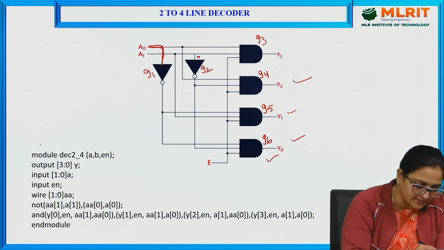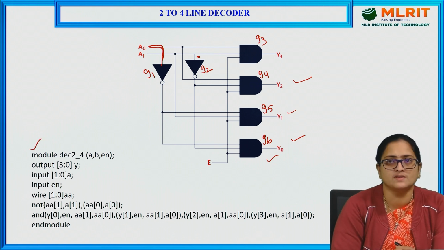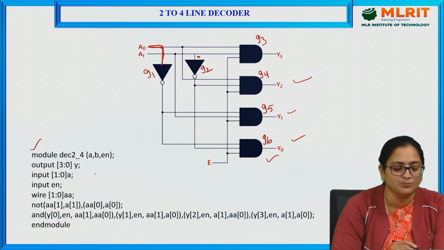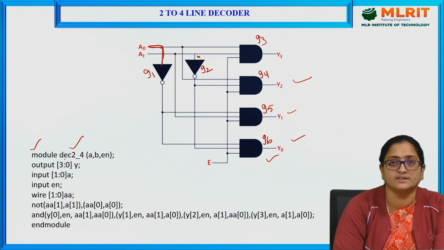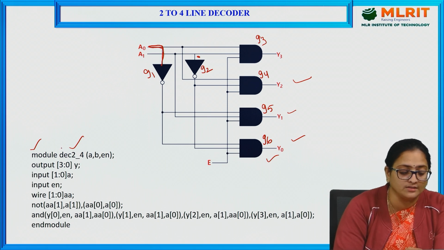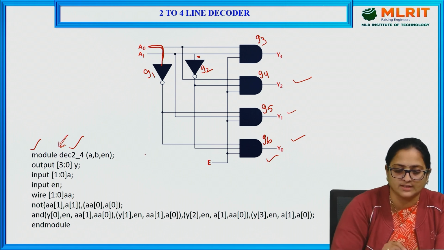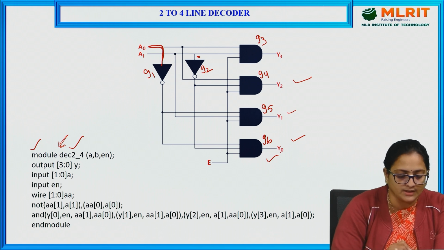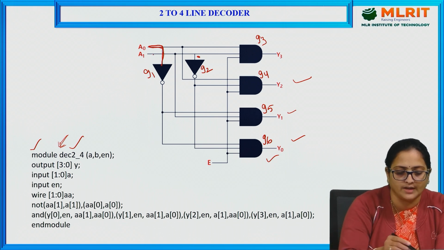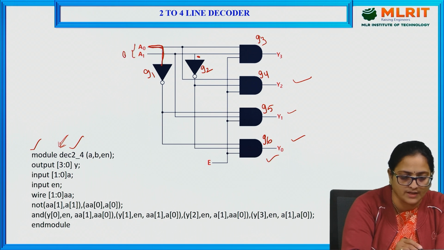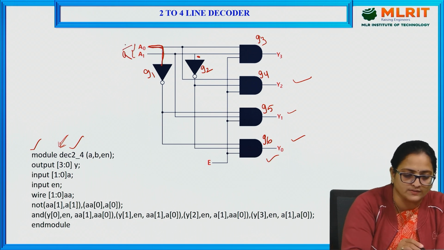Verilog code, as I said, the design description starts with the keyword called module, and the module name here I have taken is decoder 2_4. You should not use any special characters before the module name. And here if you can see, this module is having inputs of A, B and enable. This is A. Sorry, this is A.